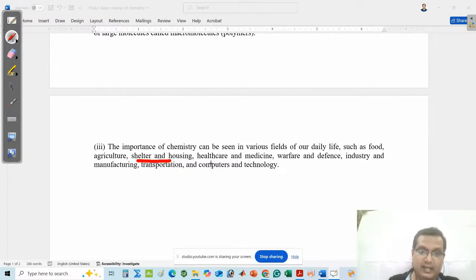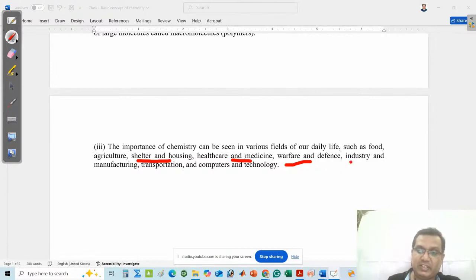Next is healthcare and medicine. Different medicines are made from different chemicals. Also in healthcare, different polymers are used for preparing injections and saline bottles. Different acids are also made from some chemical substances. Medicines are completely related to chemistry. Next, warfare and defense. For making ballistic missiles, you can use RDX and different types of explosive substances. They are also related to chemistry.